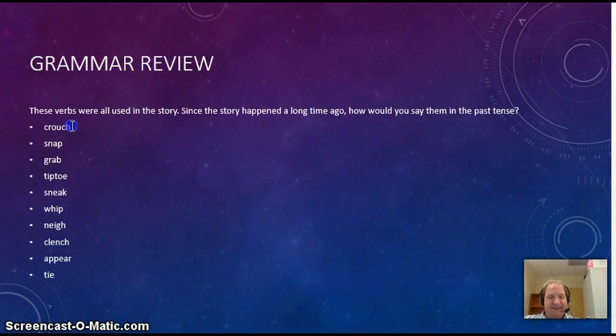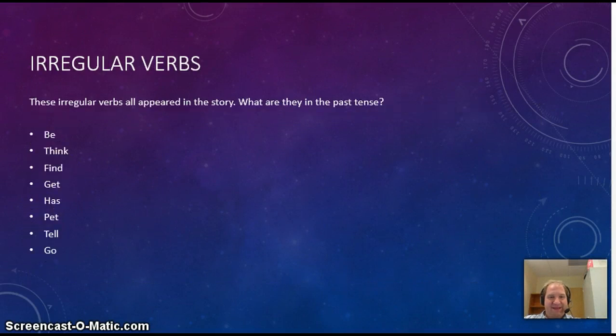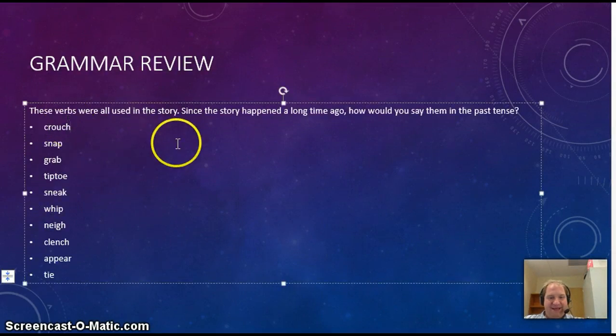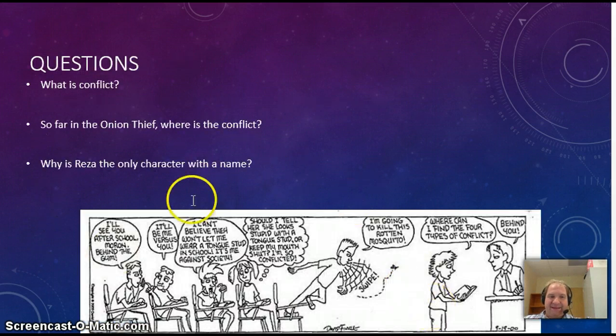And also we're going to take a second look at the grammar. To make these all things that happened, they're just past tense. We add ed to the end. Crouched. Sometimes an extra letter. We'll go over this in the live class, because one thing I will test you on, this will be on the activities: irregular verbs. Be becomes was, think becomes thought, find becomes found.